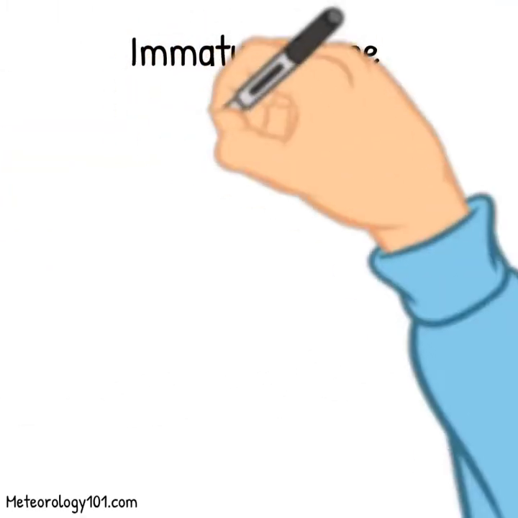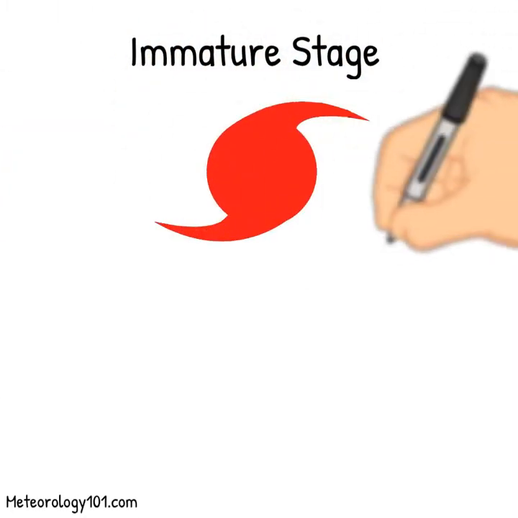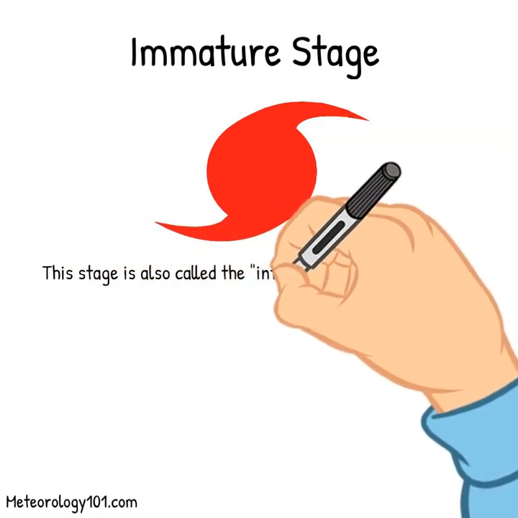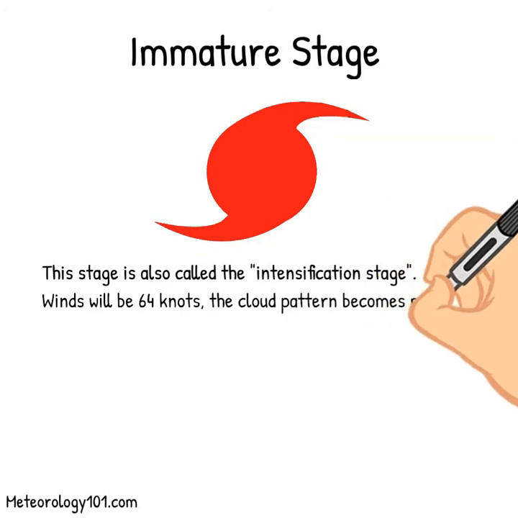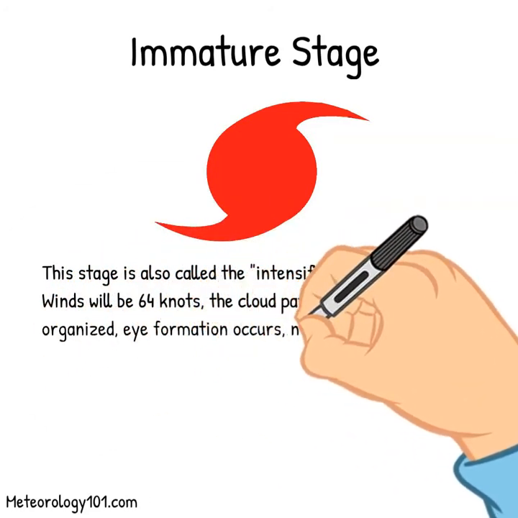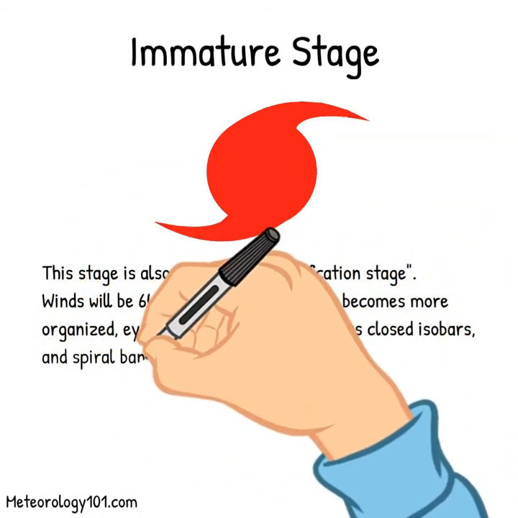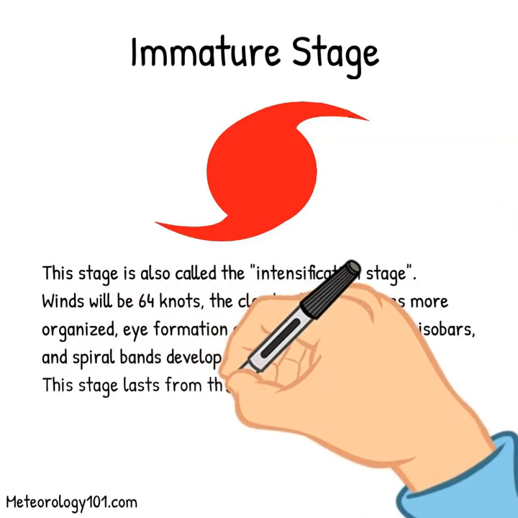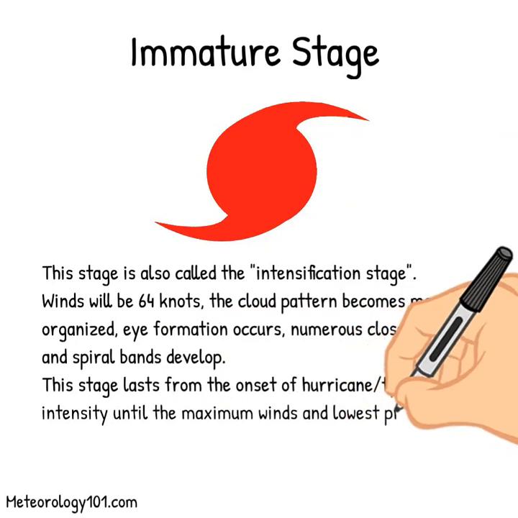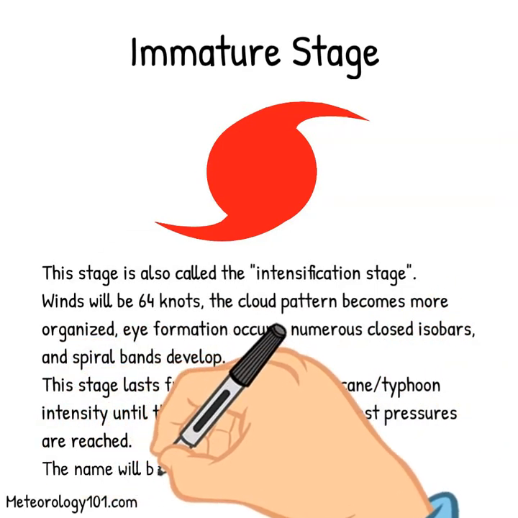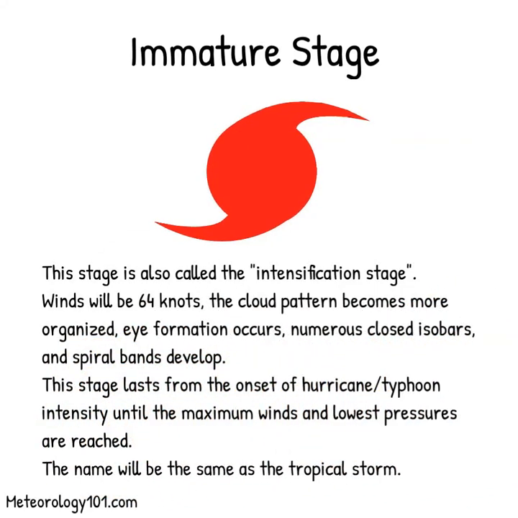The immature stage. This stage is also called the intensification stage. Winds will be 64 knots or greater, the cloud pattern becomes more organized, eye formation occurs, numerous closed isobars, and spiral bands develop. This stage lasts from the onset of hurricane/typhoon intensity until the maximum winds and lowest pressures are reached. The name will be the same as the tropical storm.